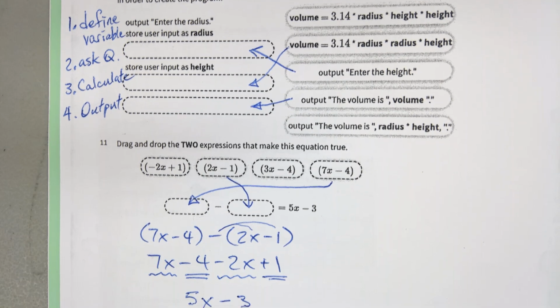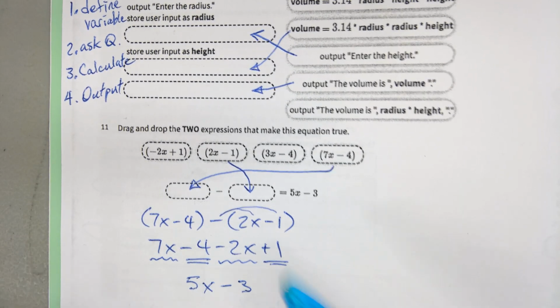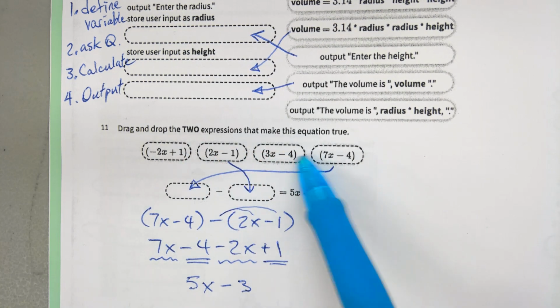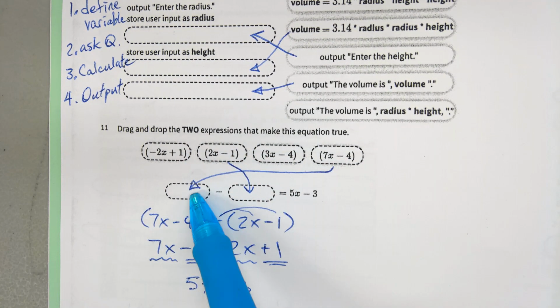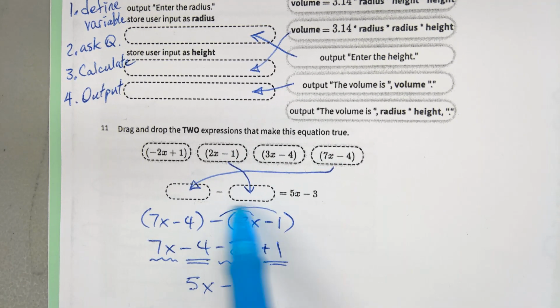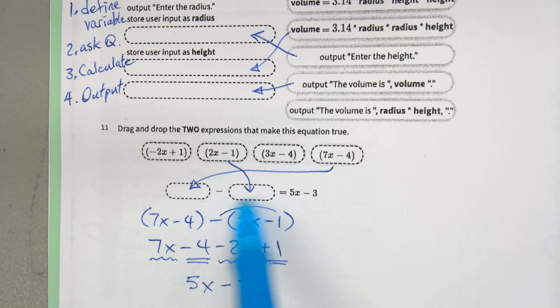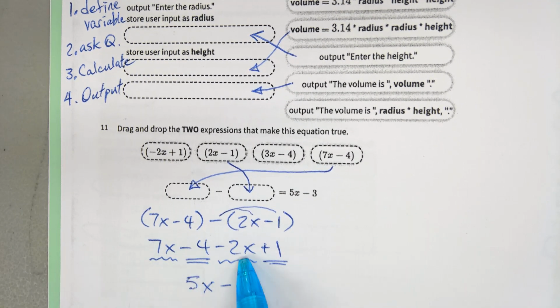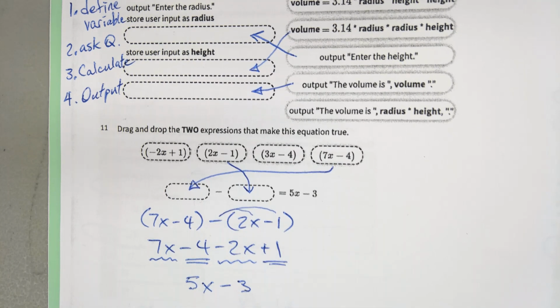Okay. Number 11. Again, algebra question. Be careful with the brackets. Notice each of your choices have brackets. So it's this one and this one. So when you have the subtraction, this becomes minus 2x and this becomes plus 1. So when you simplify, grouping like terms together, you'll get the answer 5x minus 3.